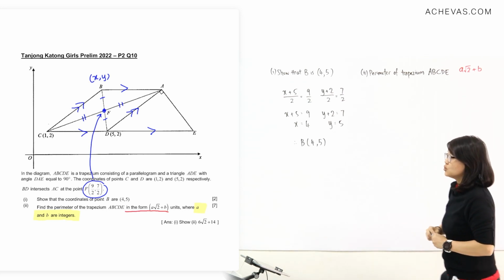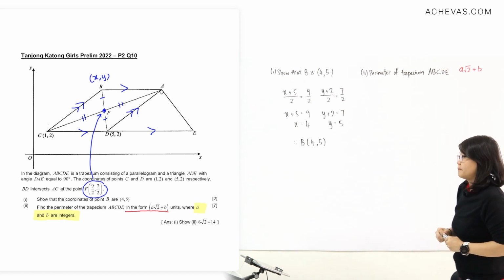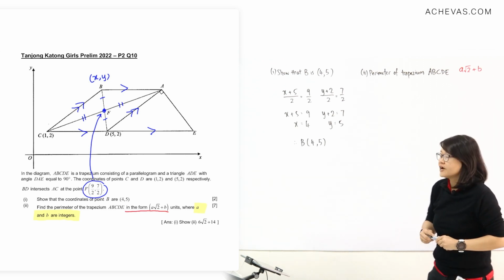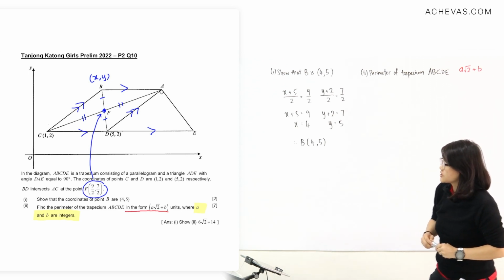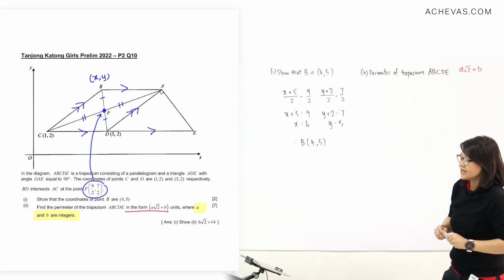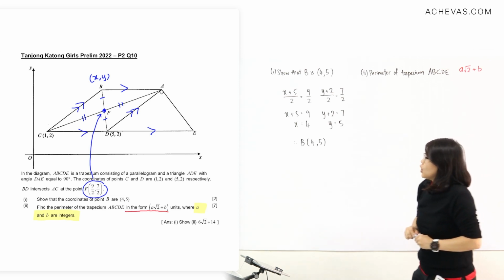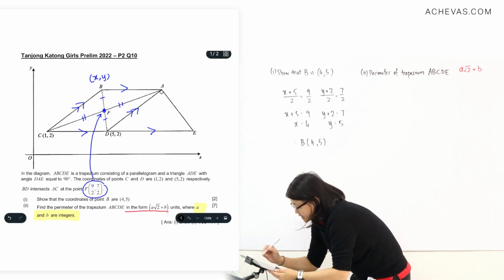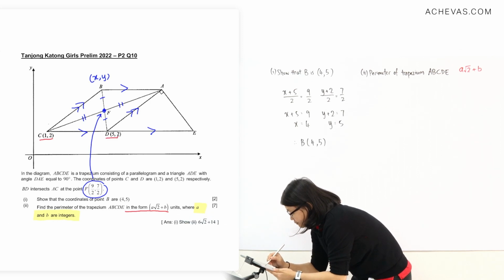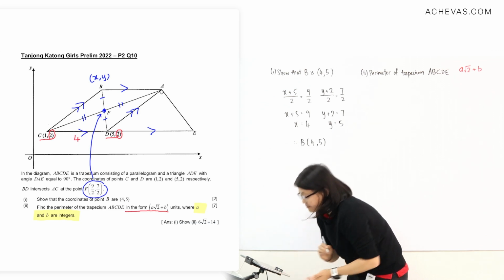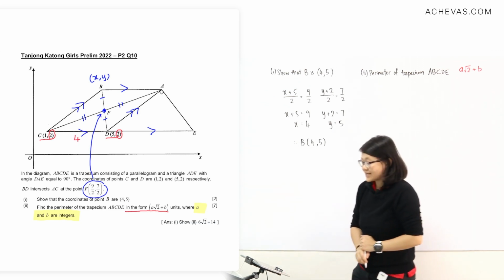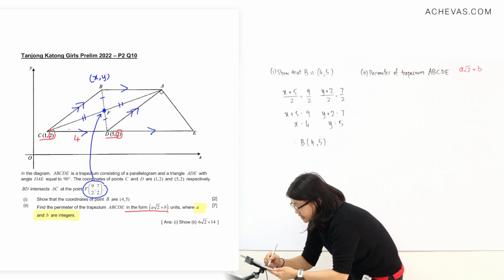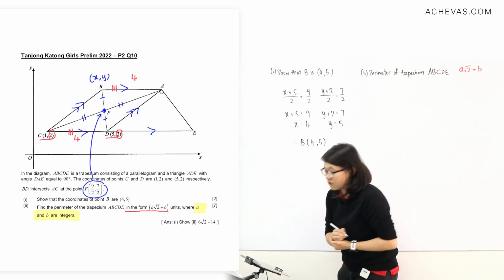Now let's take a look at part 2. We need to find the perimeter of the trapezium ABCE in the form a root 2 plus b units, where a and b are integers. Let's take a look at the picture over there. Now, some of the coordinates we already know the length of. For example, from C to D, they have the same y coordinate. Therefore, this length is 5 minus 1, which is 4. And since we know it's a parallelogram, this length is equal to this length here. So you also have 4 over here.